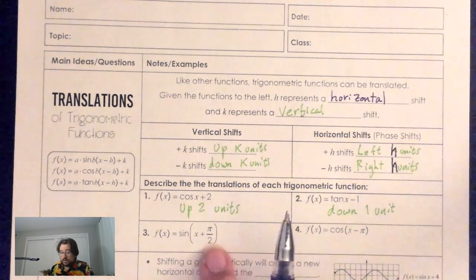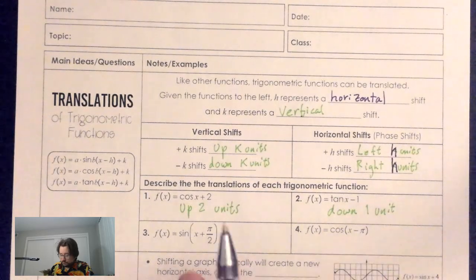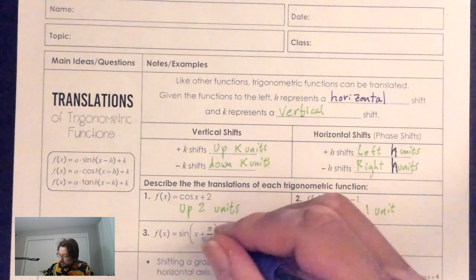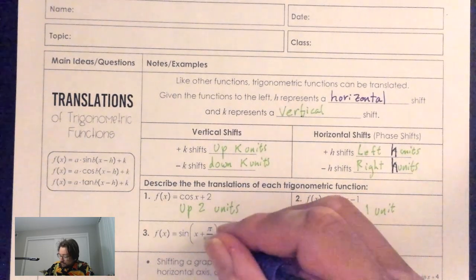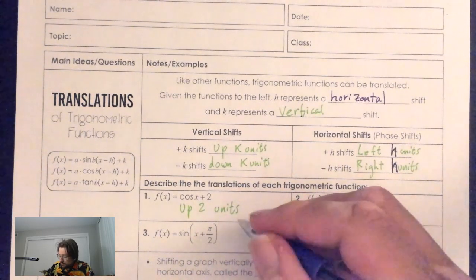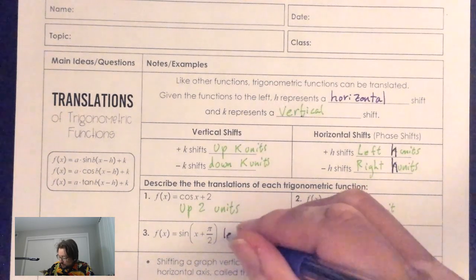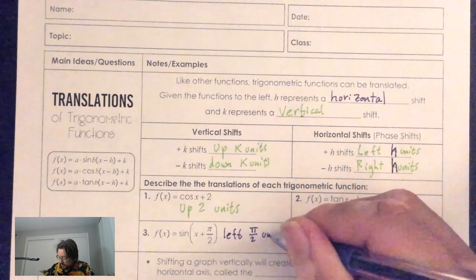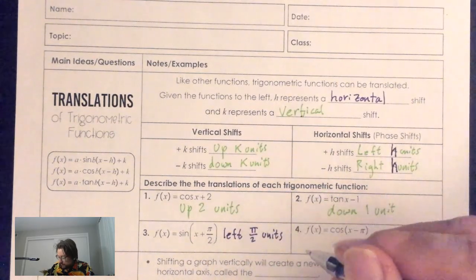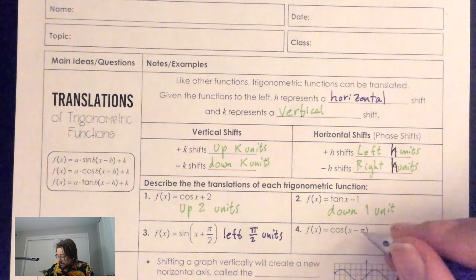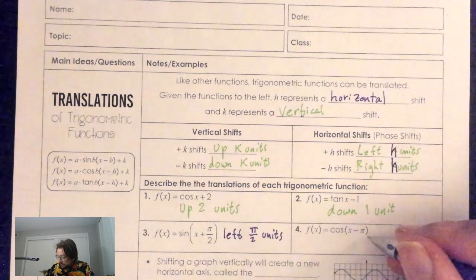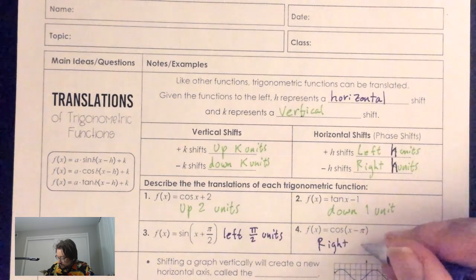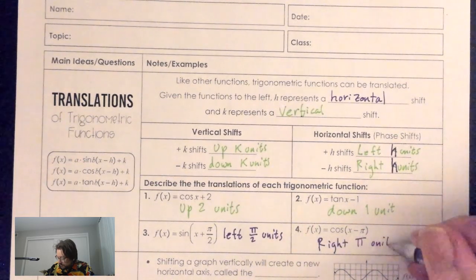These ones are both on the inside. And so sine of x plus pi over 2 means it's going to go to the left pi over 2 units. And cosine of x minus pi is going to go to the right pi units.